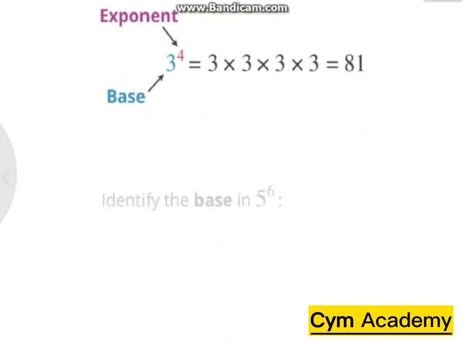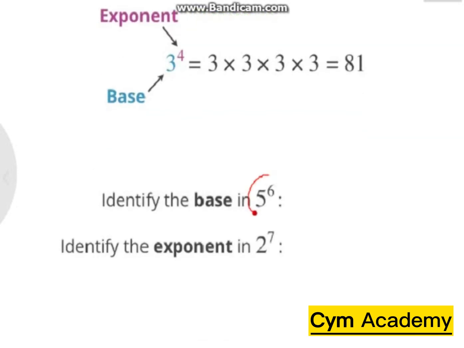So go ahead and quickly identify the base in this power and the exponent in this power. Exactly. The base in this power is 5, and the exponent in this power is 7.